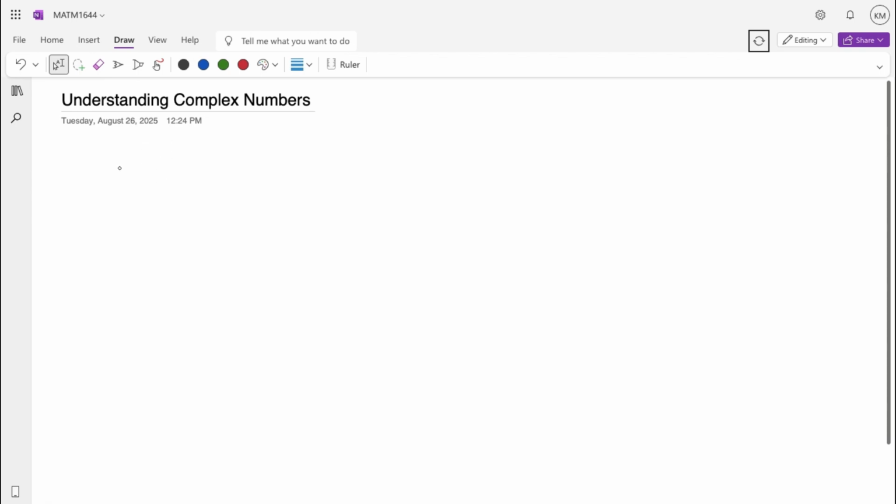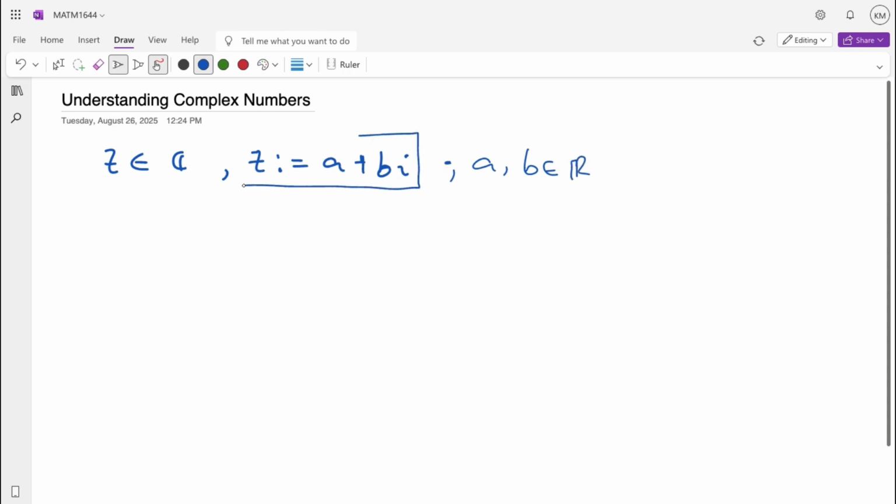Let Z be an element of the complex numbers, and say that Z is defined by a plus bi, where a and b are elements of the real numbers. Then this is the standard form. So Z equals a plus bi is the standard form of complex numbers.